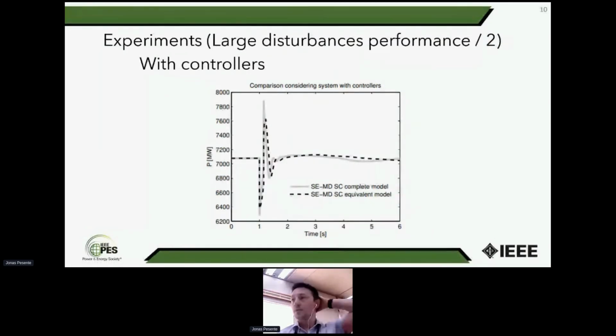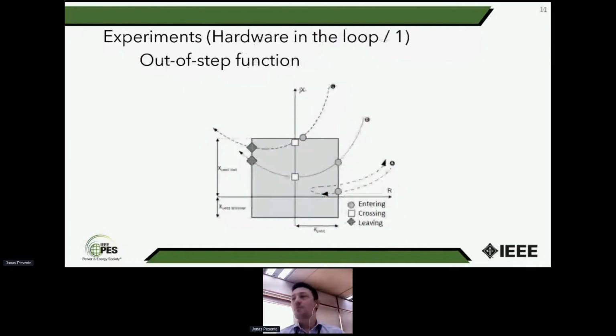And following the last slide, this slide shows the response to an opening of a 500 kV transmission line after also a 100 millisecond short circuit. I think it was the same disturbance that we simulated. But in this case, we are considering the system controllers, and we are seeing also a very good representation of the equivalent system when compared to the whole power system.